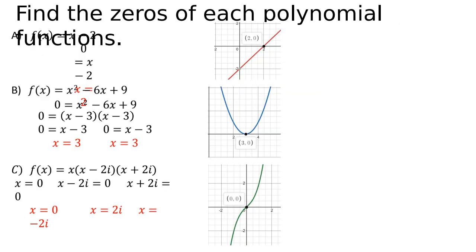And then the next example, this one is already factored for us. So we are going to solve for each one. We make each one equal to 0. So x equals 0, x minus 2i equals 0, and x plus 2i equals 0. And then when we solve for them, we can see that we have two zeros that are not in the real numbers. They are part of our imaginary numbers, which is section 2.4. And then we have x equals 0, and we can see that it's crossing the x-axis at 0.